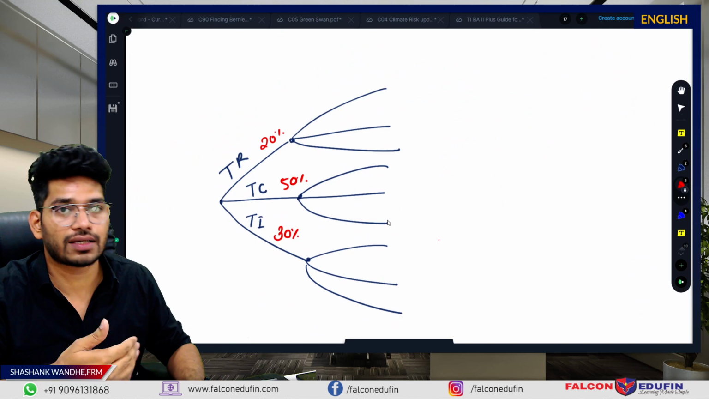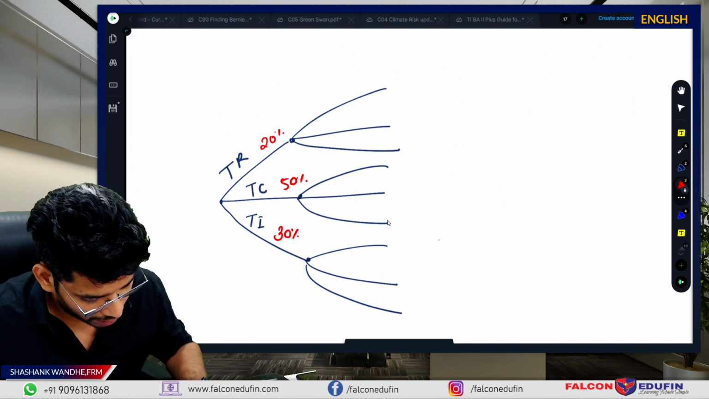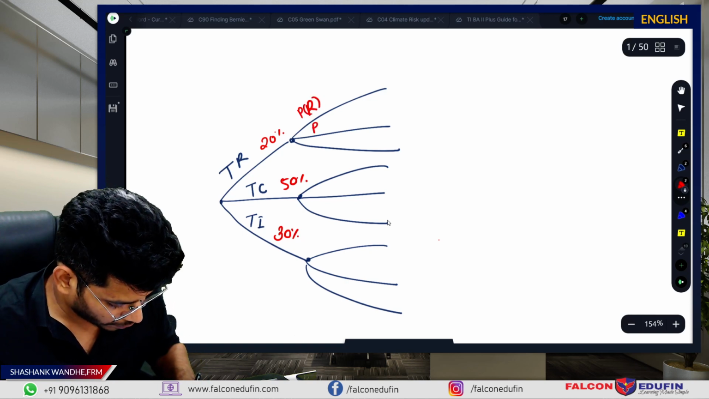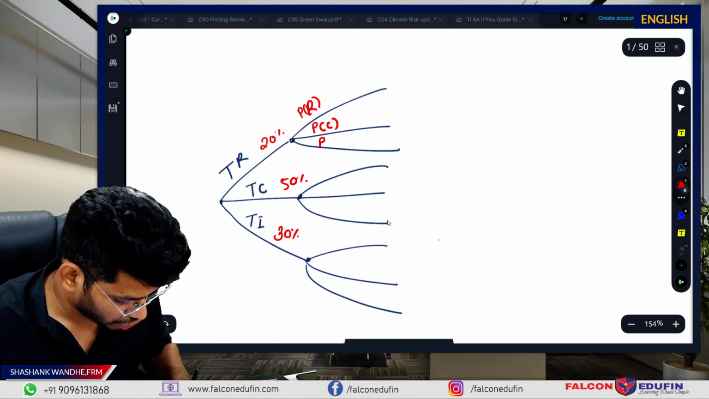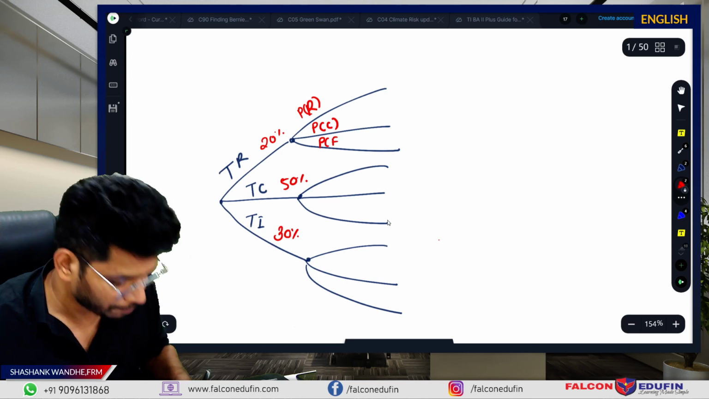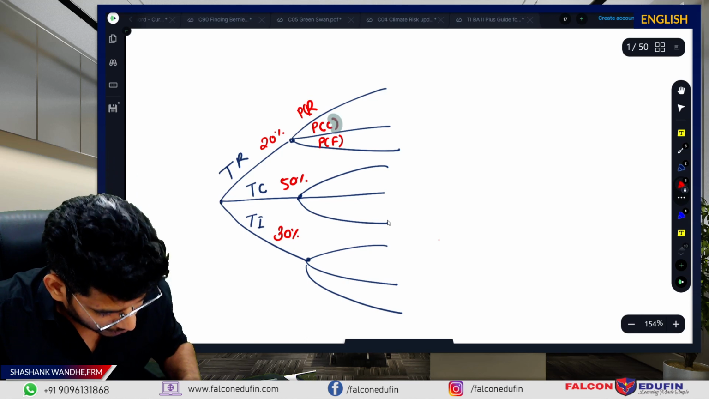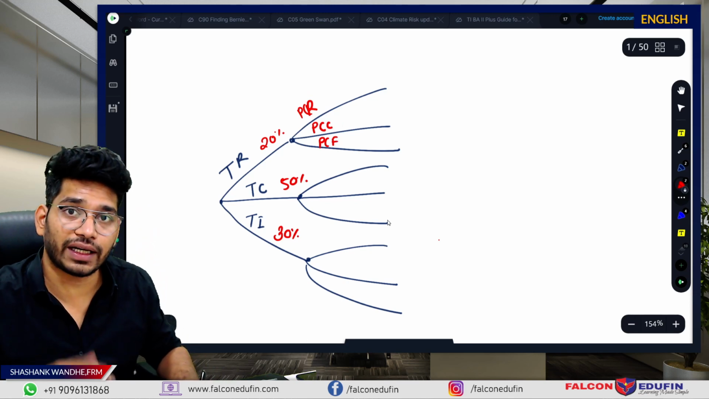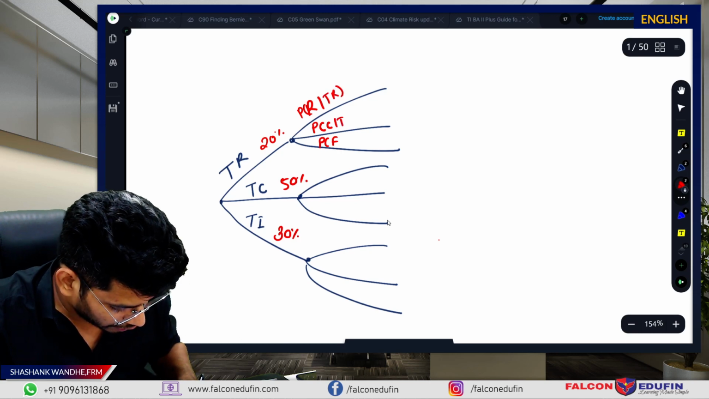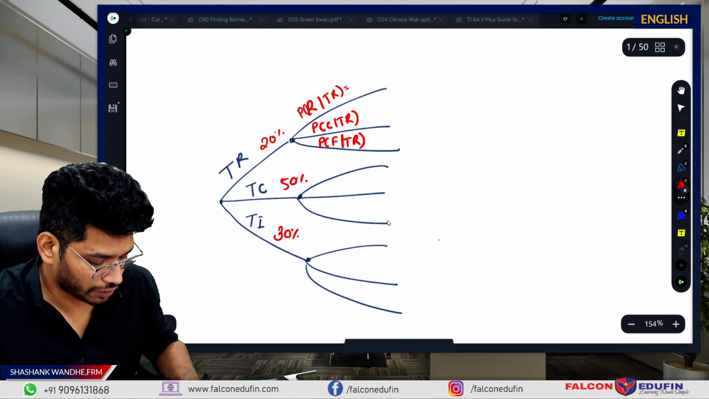If the tax is reduced in that particular scenario, share price will rise, P of R. Then share price will stay constant, P of C. Share price will fall, is here. But remember, this is conditional probability. Conditional on what? Conditional on TR. That is taxes reduced.